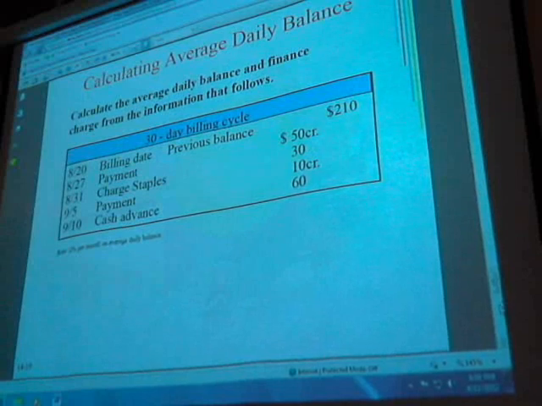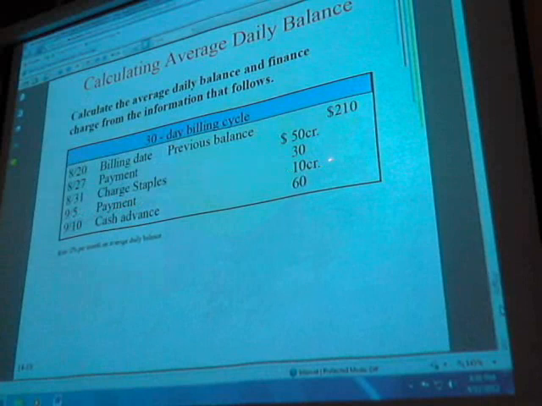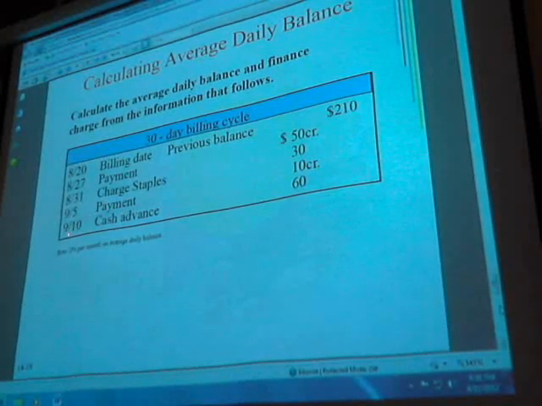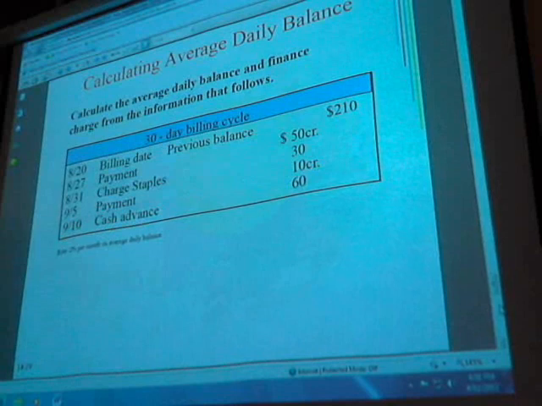Because now you owe more. You made a purchase. Now, what happened here on the 5th? We made a payment again of $10. Why, I'm not sure, but on the 10th, we made a cash advance of $60. Now, everybody knows what that is, right? That's just getting cash from your credit card.